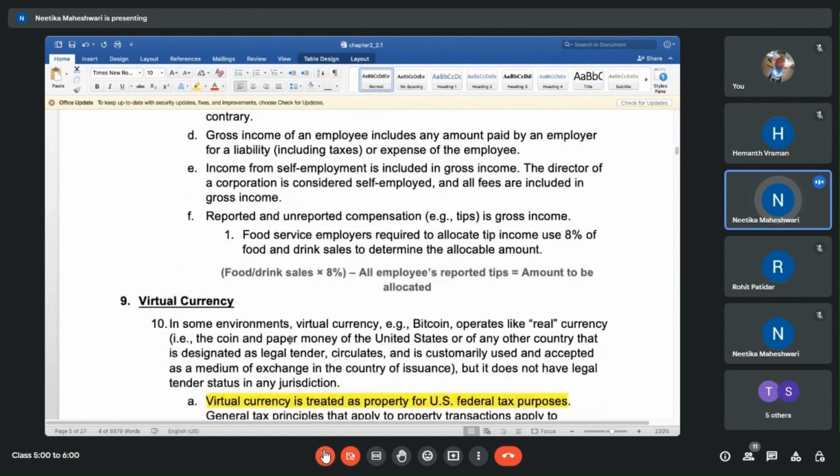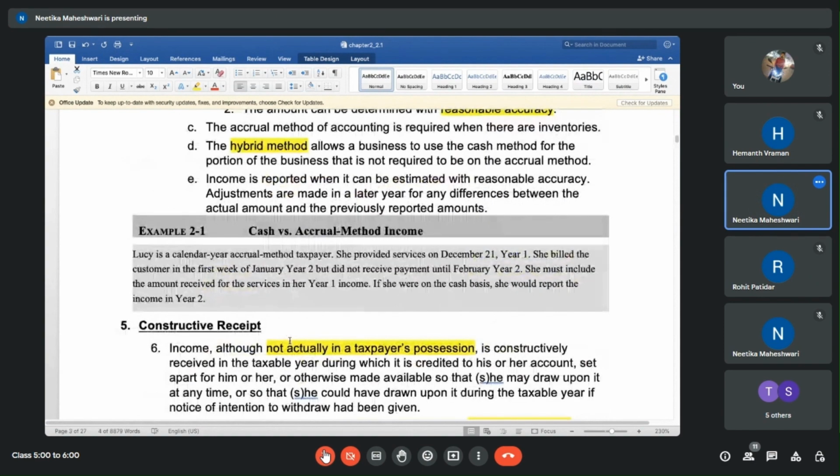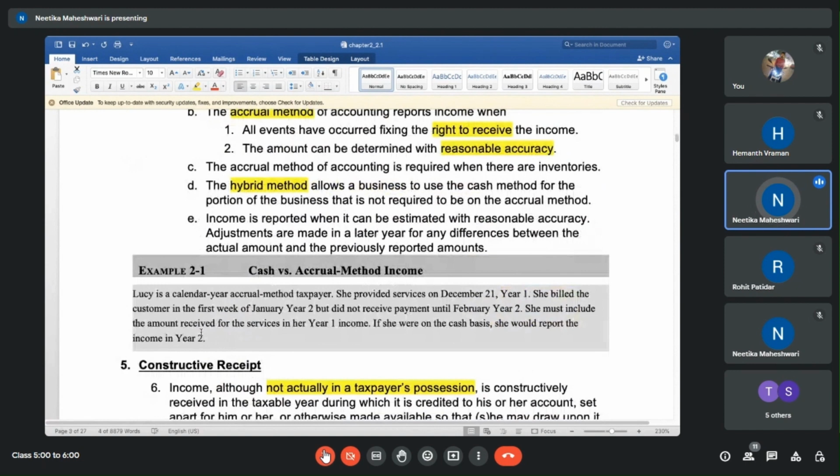Okay, we'll just do this thing. Divyansh, can you read this 2.1? Okay, ma'am.